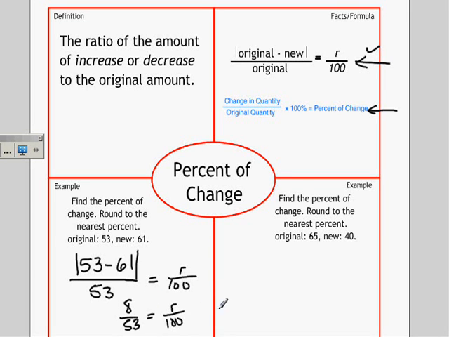Cross multiply, that'll give you 800. I'll just use the space over here briefly. 800 equals 53 times R, because you multiplied those two together. Divide both sides by 53. R will equal 15%.